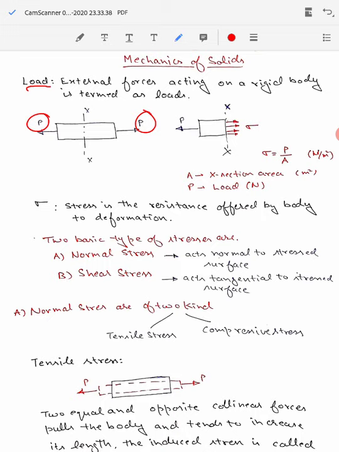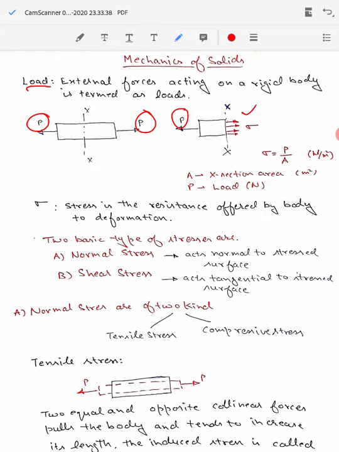If we draw a free body diagram of the cut section of this particular part at the cross section XX, we can see on the left hand side a force of magnitude P is acting. On the right hand side, to balance it, there are internal resisting forces which are distributed over the entire area, as shown here.